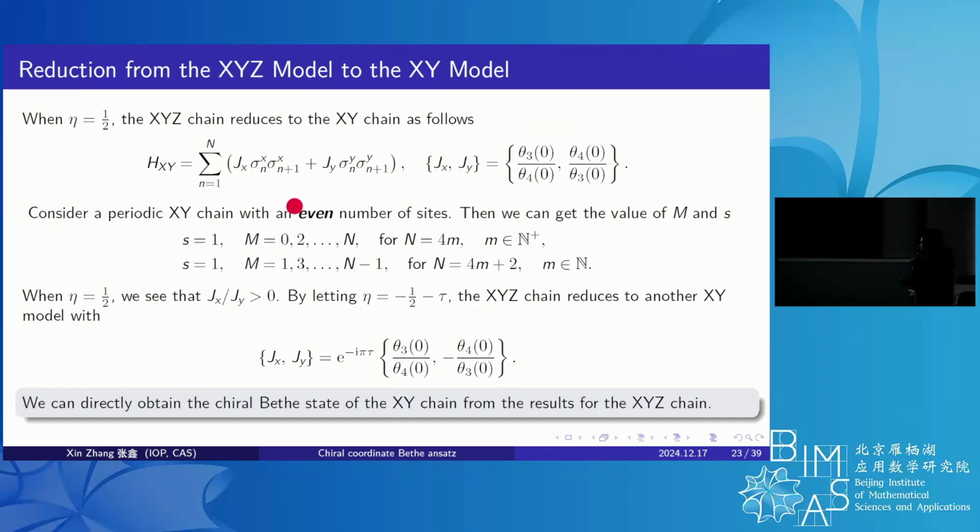So if we consider a periodic XY chain with an even number of sites, in this case we can let the number of the Bethe roots have the same parity as N over 2, and here the s is 1. When it is 1/2, we see that G_X over G_Y is larger than 0. If we select it to be minus 1/2 minus tau, the XYZ chain will reduce to another XY model, in that case G_X and G_Y have different signs. Because we have shown the details for the XYZ chain, we can directly obtain the basis states of the XY chain from the result of the XYZ chain.